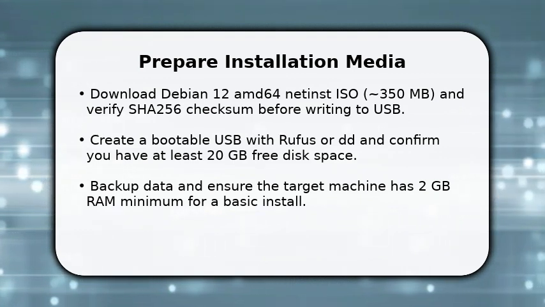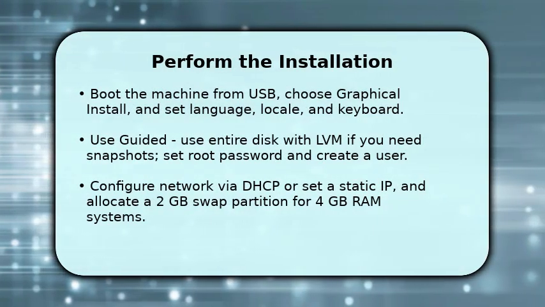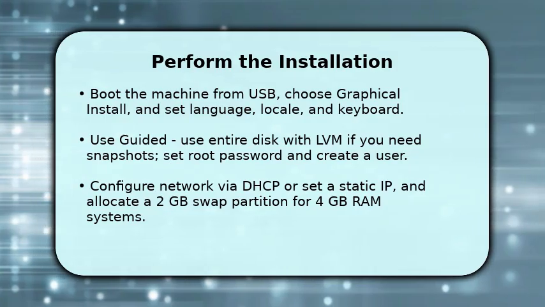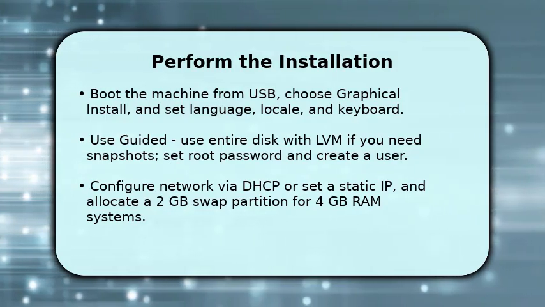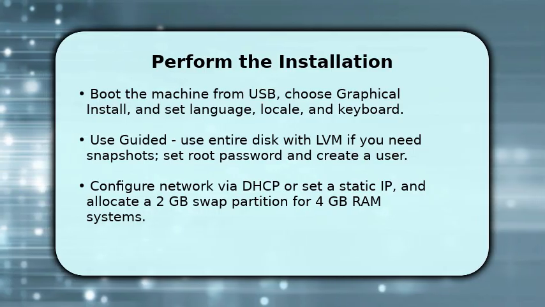Back up any important files from the machine you will overwrite. Boot the machine from the USB drive and choose Graphical Install. Select Language, Locale, and Keyboard Layout during prompts. When partitioning, choose Guided, Use Entire Disk.